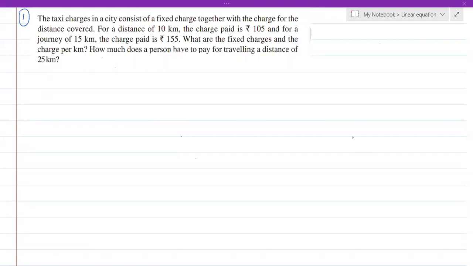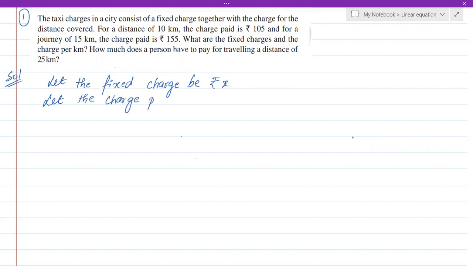So here we have to find the fixed charge and the charge per kilometer, isn't it? So let us consider, let the fixed charge be rupees x, and let the charge per kilometer, that is for 1 kilometer, be rupees y.